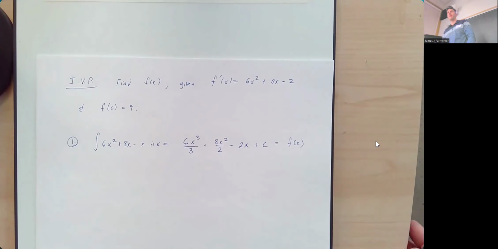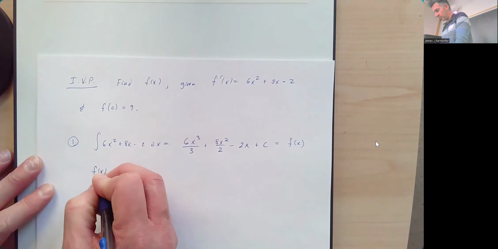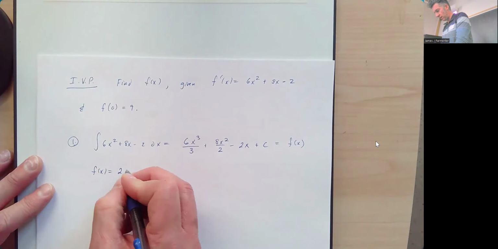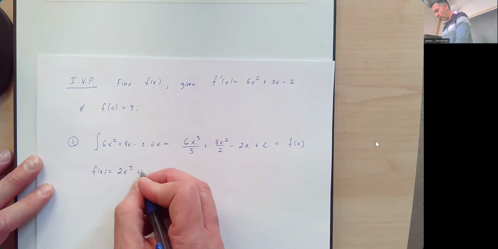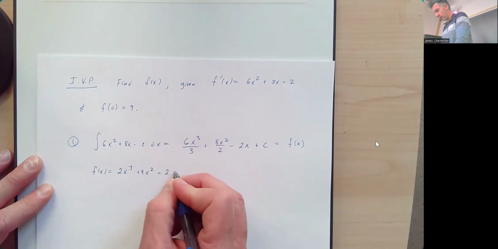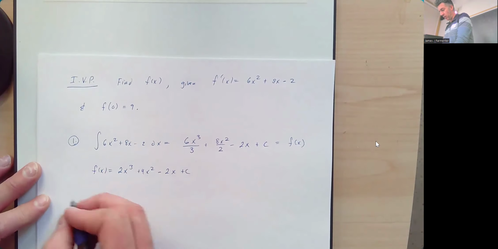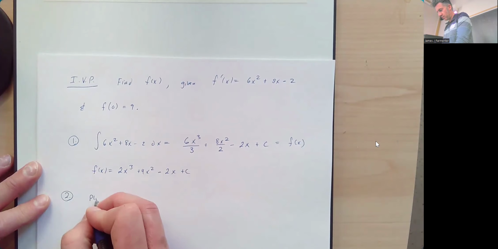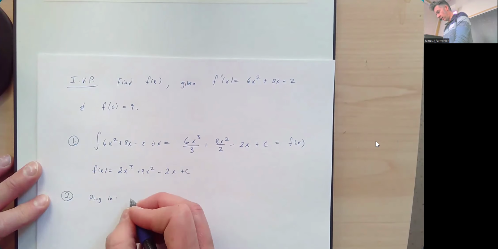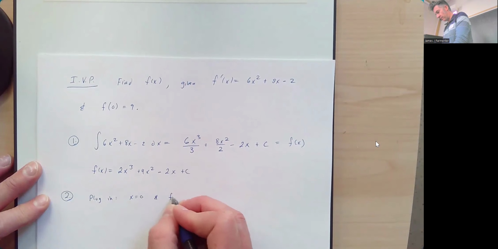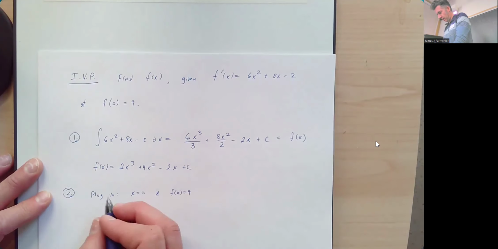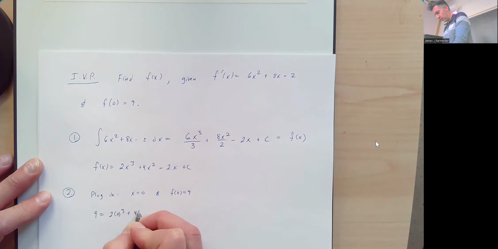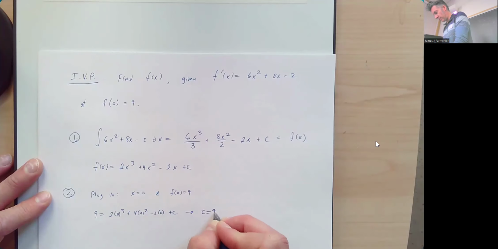I would probably simplify a little bit before I plugged in my point. So f of x is equal to 6/3 is 2x cubed, 8/2 is 4x squared, minus 2x plus c. And then I'm going to plug in. I made it kind of easy here. Plug in x equals 0 and f of 0 equals 9 to get 9 equal to 2 times 0 cubed plus 4 times 0 squared minus 2 times 0 plus c, or in other words, c equals 9.